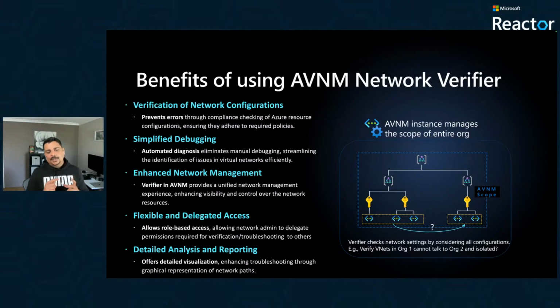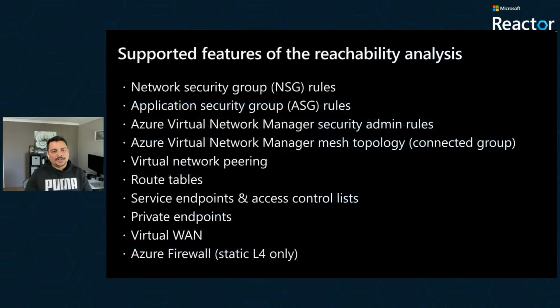So every step it takes, it goes through those steps, and it basically confirms whether the traffic was allowed or not allowed. You've got full steps and visibility when the verifier is running. There are supported features for this reachability analysis. So things like if you've got NSGs, ASGs, network manager, security admin rules, your topologies at hub and spoke, peering, route table, service endpoint, private endpoint, virtual WAN, and Azure firewall, static L4 only.